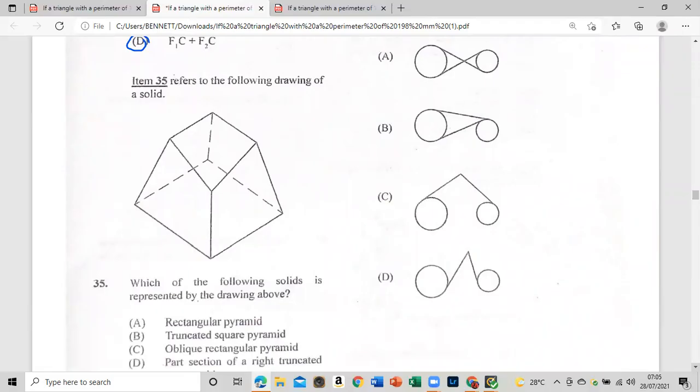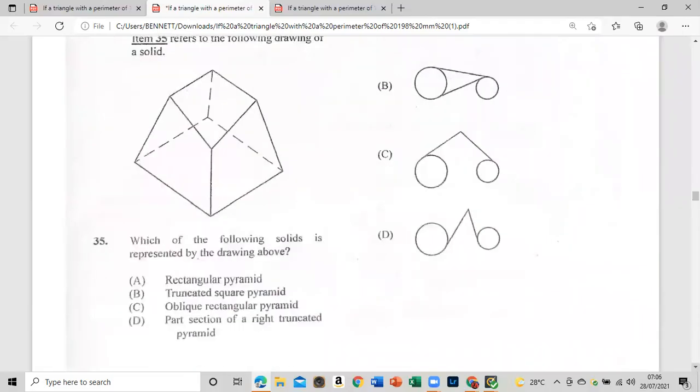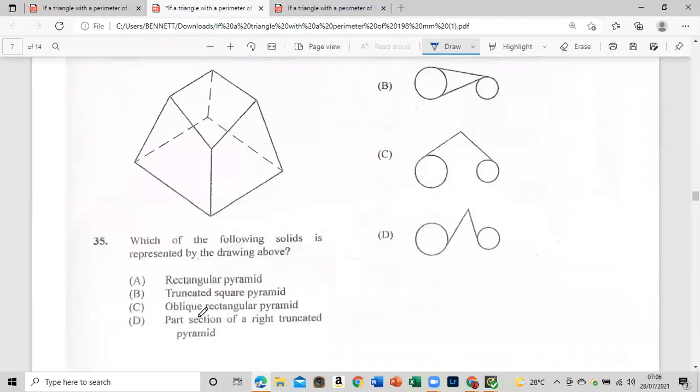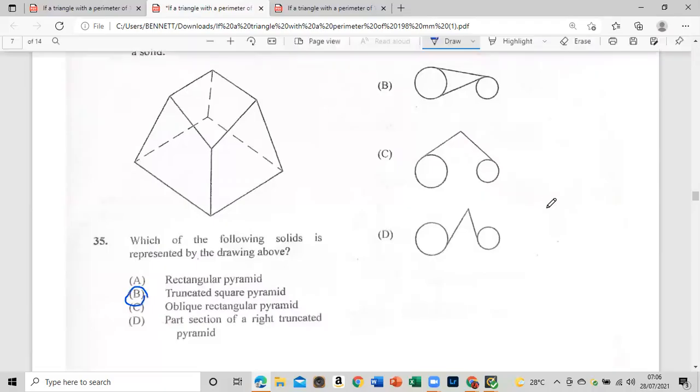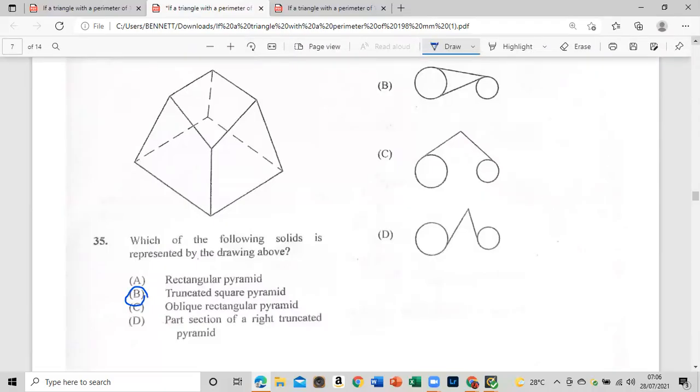35. Which of the following solids is represented by the drawing above? A rectangular pyramid, a truncated square pyramid. I like a square thing, you know, because it's a square base. Oblique rectangular pyramid. A part section of a right. So it's B. Yes, it is indeed B. It's a square. There you go, maths again.